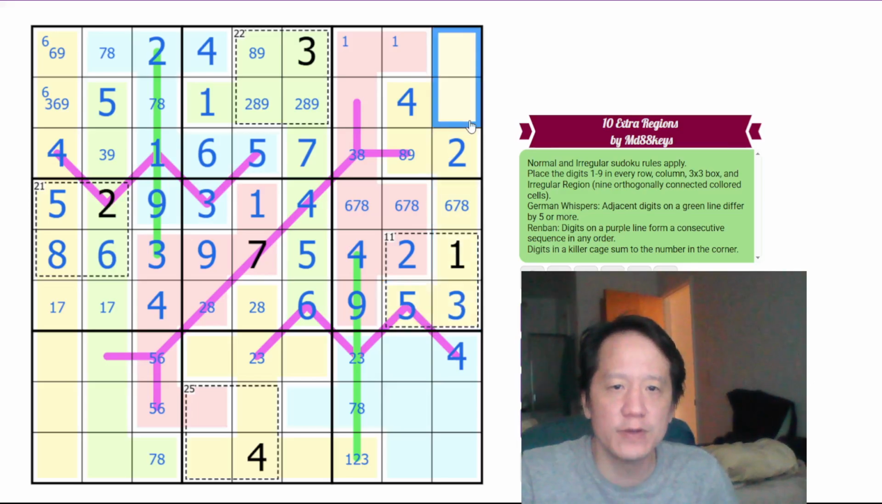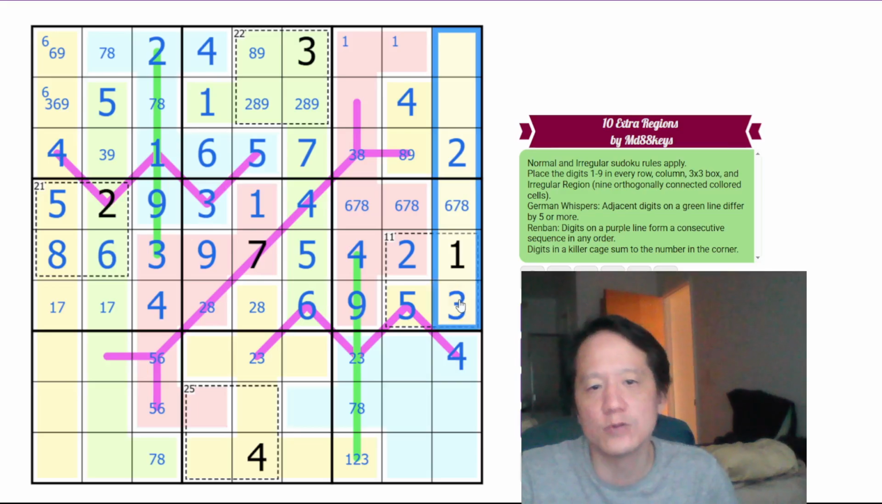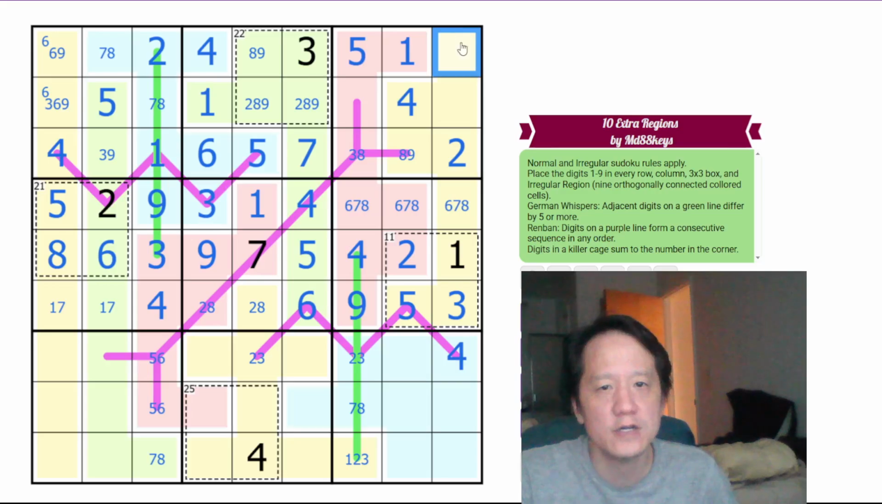5 cannot be here. 5 can't be here, or here, and here. So where is the 5 in this box? Can't be here again because of this 5. Can't be either of these because of this 5. Can't be in this irregular region because of this 5. So this must be 5, which makes this a 1. This is 6 through 9 here.